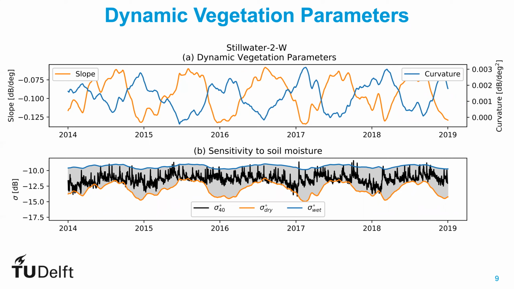There's no long-term trend here in Stillwater, but there is certainly some interannual variability. On the bottom, you can see that this introduces interannual variability in the wet and dry references. The wet reference doesn't change so much, but interannual differences in phenology produce differences in the dry reference. So the sensitivity to soil moisture now also has some interannual variability.